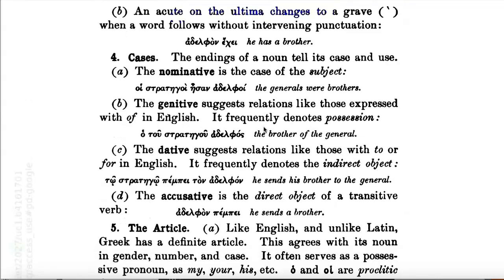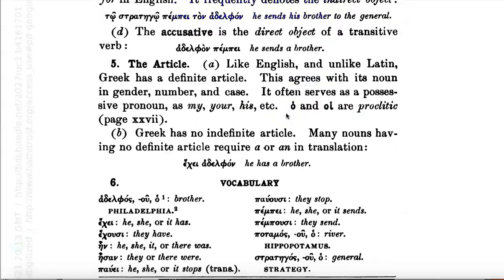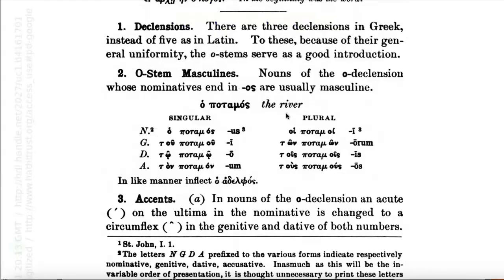Now, the ending shows you the case, and the ending shows you the number, so we have to have different sets of endings for nominative, singular plural, genitive, singular plural, dative, singular plural, accusative, singular plural. So we have 8 different endings here for the article and for the noun, because the ending shows you case, number.